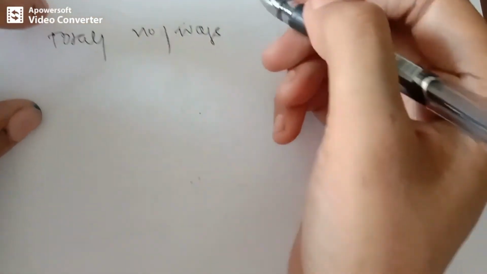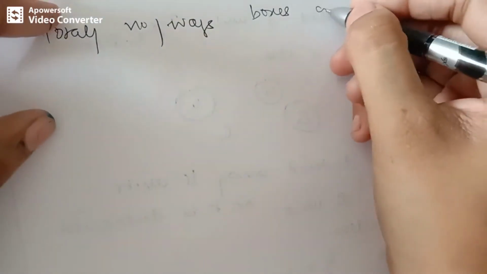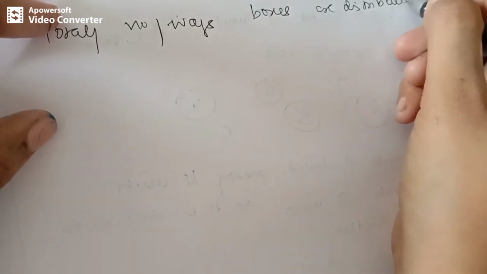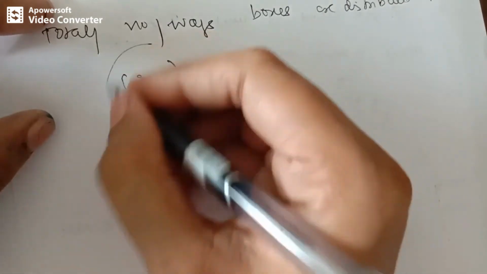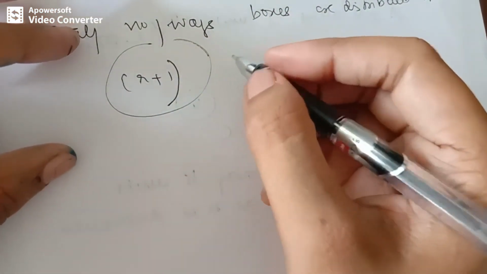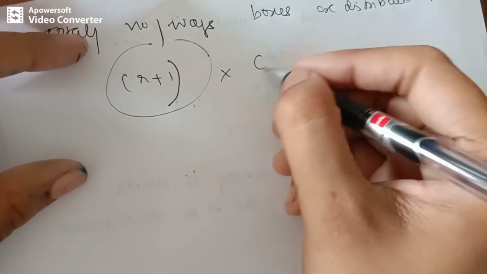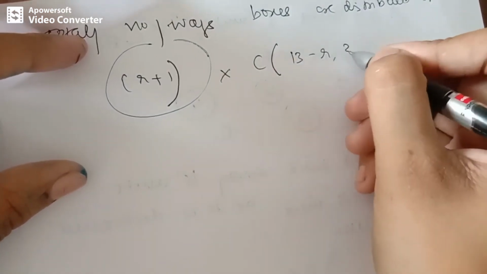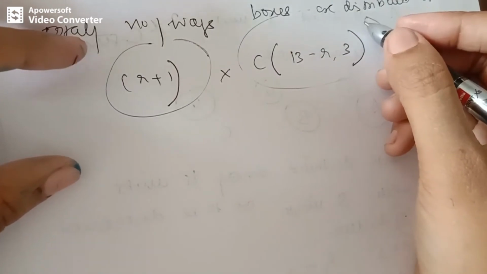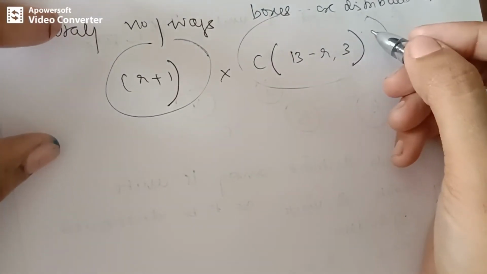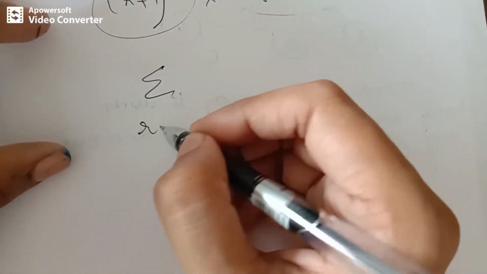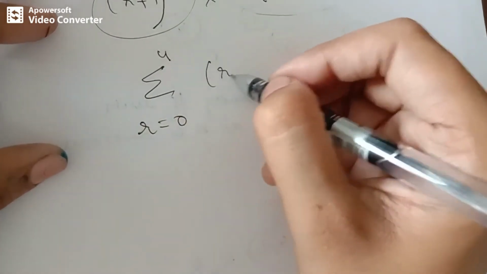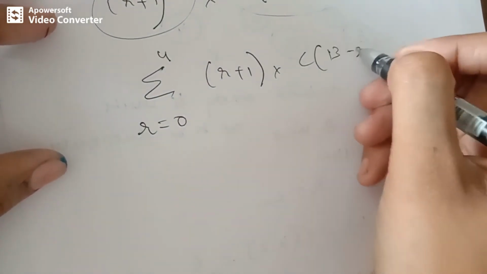So totally the number of ways in which boxes can be distributed is r plus 1, which is the number of ways r boxes are given to A and B, into C of 13 minus r comma 3, which is the number of ways 10 minus r boxes are given to C, D, E and F. Basically, if we apply the condition r ranging from 0 to 4, it will be r plus 1 into C of 13 minus r comma 3.